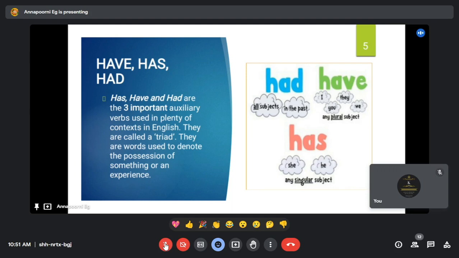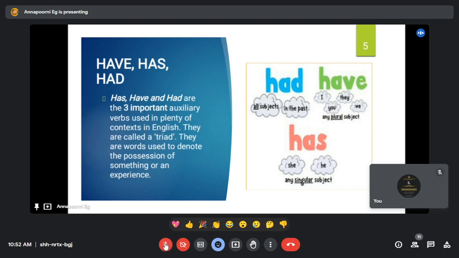What is a triad? Yes, we discussed it in the previous class. I even explained it with some examples. No one remembers? Nobody remembers that? Oh God. Triad means it is a set of three.